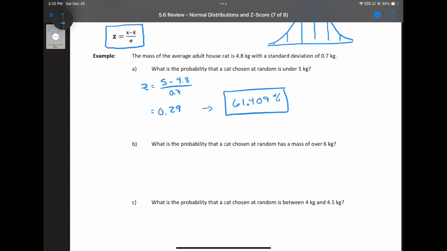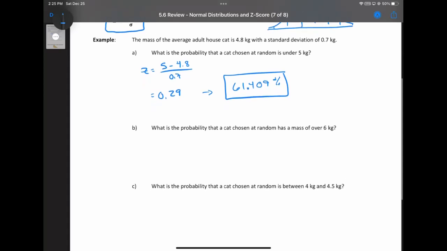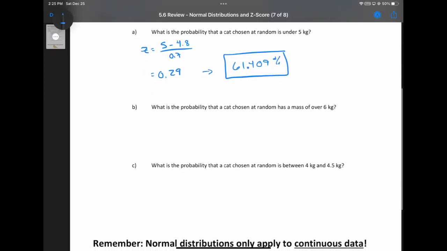For part B, what is the probability that a cat chosen at random has a mass of over 6 kilograms? Okay, we approach this one almost the same way. We say z equals x minus x bar over sigma. In this case, the x is 6 instead of 5. So when I pull out my calculator, I get 1.2 on the top divided by 0.7 on the bottom is 1.74.